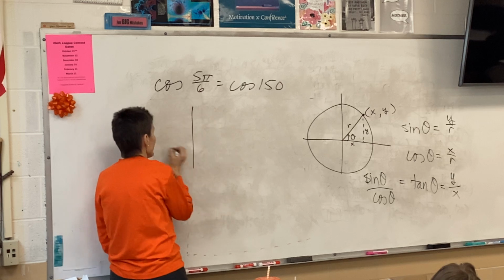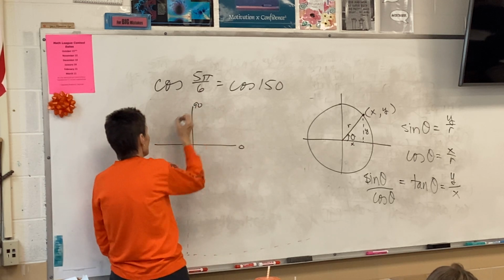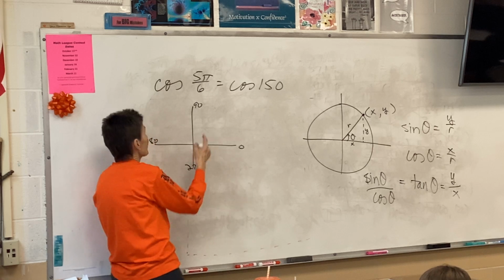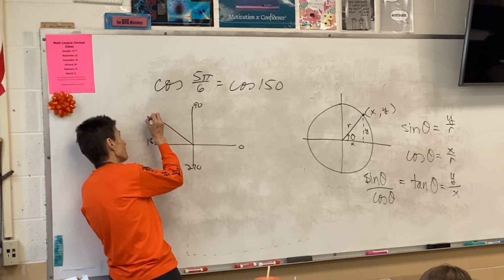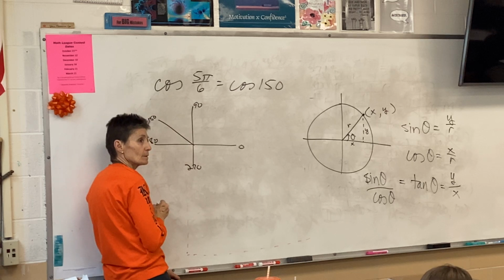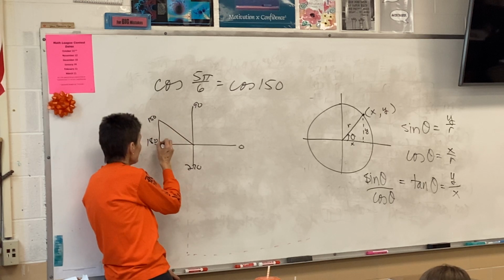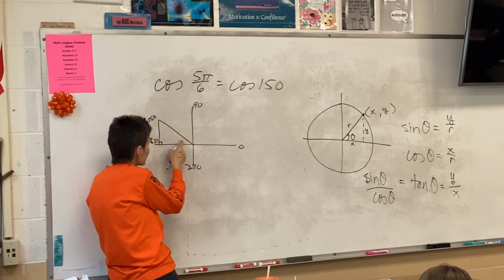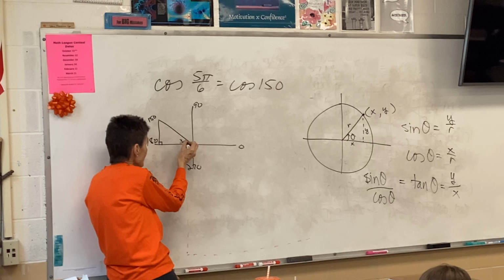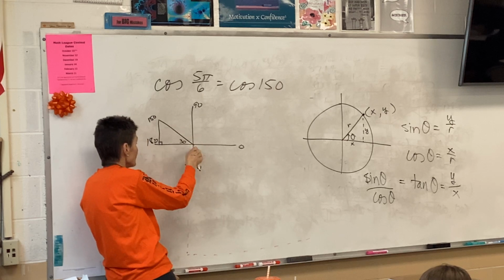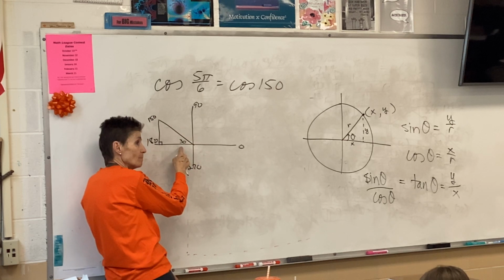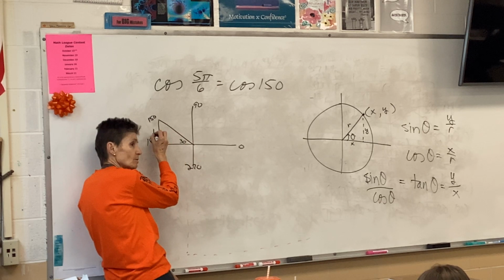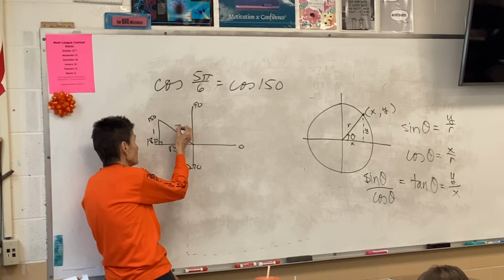Okay, so then I'm going to draw 150 on my setup here. So 150 is going to be over here. I'm going to drop my perpendicular so that I have a triangle. 30, 60, 90. How big is that angle? 30. That's a 30, because it's between the 150 and the 180. In a 30, 60, 90 triangle, across from the 30 is 1, hypotenuse is 2.